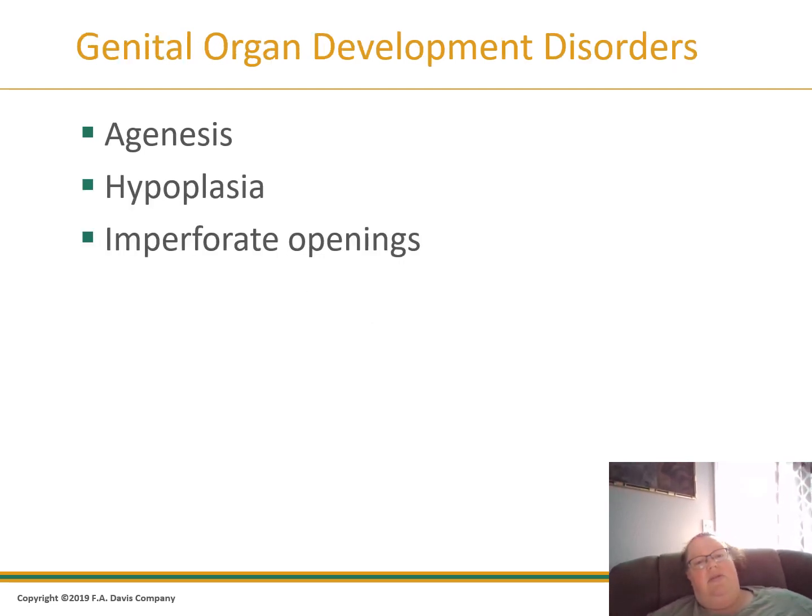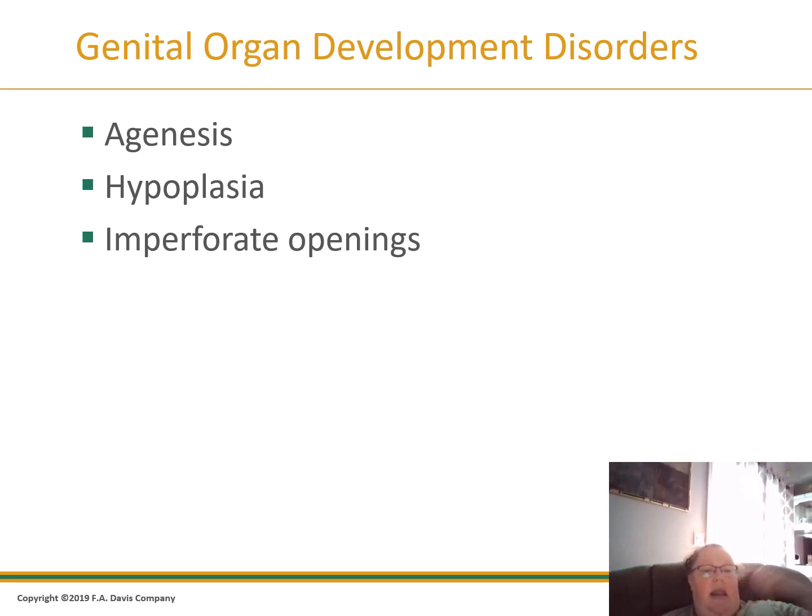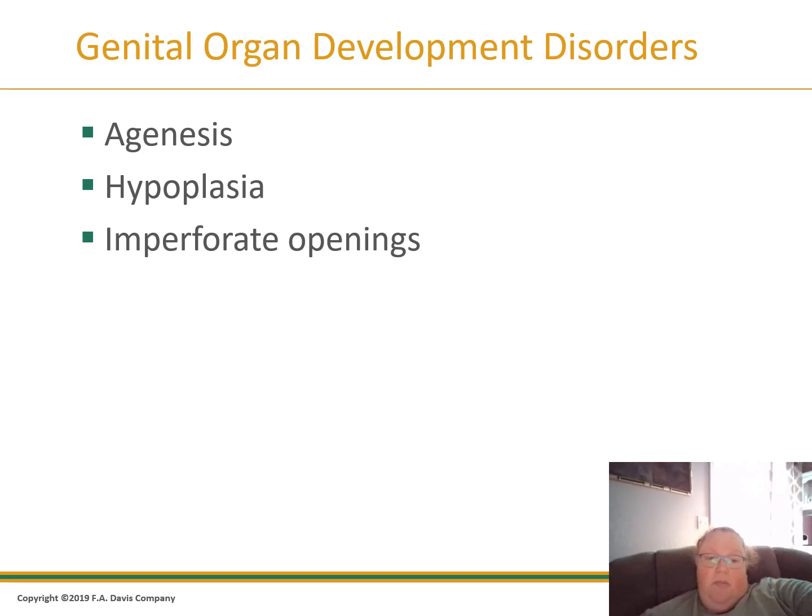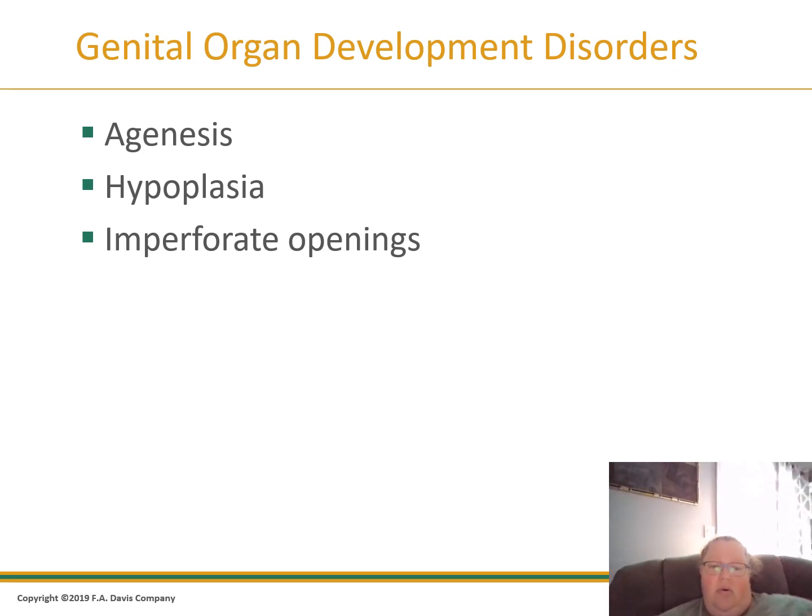Genital organ development disorders: you have agenesis, hypoplasia, and imperforated openings. Imperforated openings means when you're born with your anus closed, no vaginal opening, or the penis opening or urethra opening is closed. Those are imperforated openings.